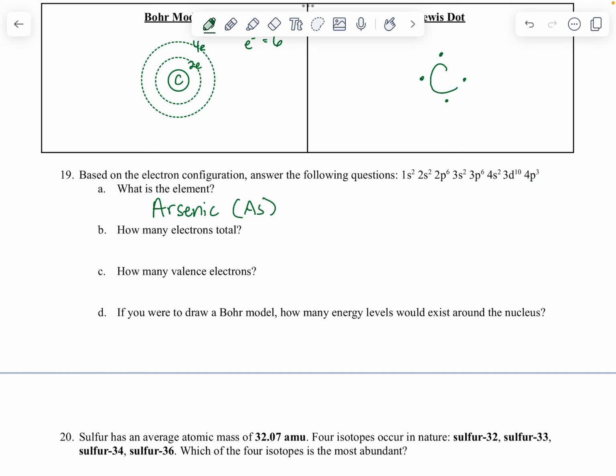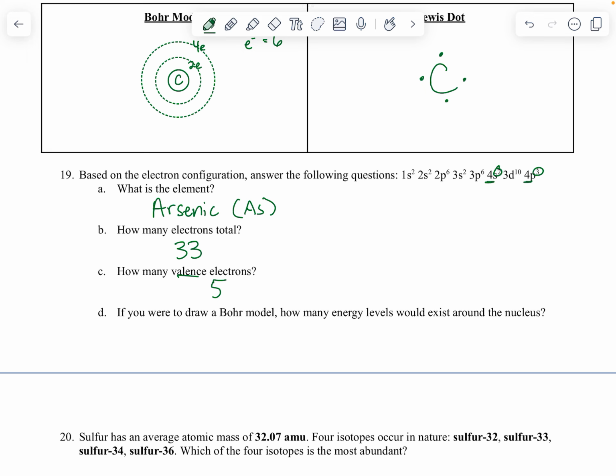How many electrons total? Well, all we have to do is add up those superscripts there, and we end up with 33. How many valence electrons? Well, valence electrons are based off of the ones that are in the furthest shell, which ends up being 4s, right? The 4th energy level here. And we just add up the 2 and the 3, we get 5 valence electrons there.